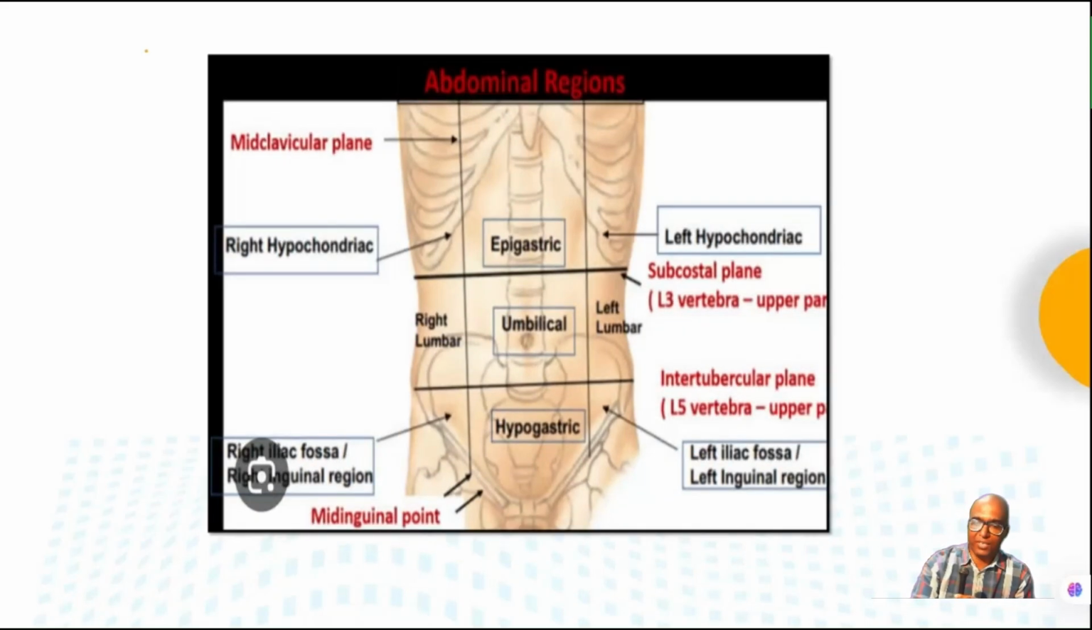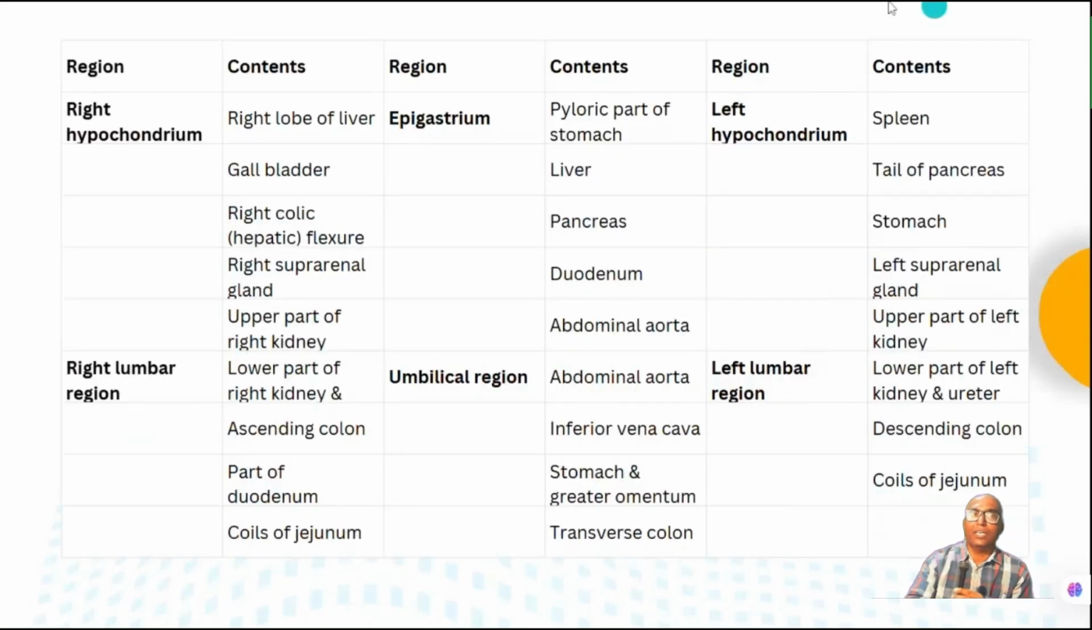The same figure is duplicated here. Another question they can ask you: which structure lies in which quadrant. From above onwards, we have the right hypochondrium, then the epigastrium, and then the left hypochondrium in the upper part. So the right hypochondrium will be related to the right lobe of the liver, gallbladder, right or hepatic flexure of the colon, right suprarenal gland, and the upper part of the kidney. So these are the structures present in the right hypochondrium.